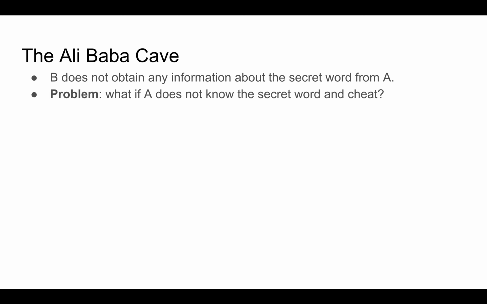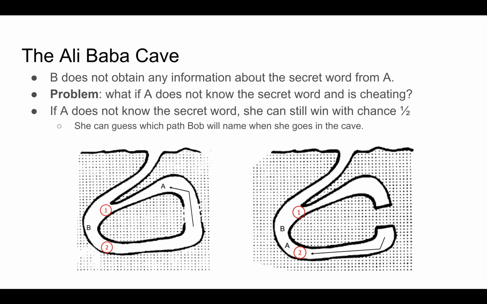However, there is another problem. If Alice does not know the secret word, she has a chance to cheat Bob. How? Since Alice does not know the secret word, she can first guess which path Bob will claim when she goes into the cave. Thus, she can convince Bob with probability 1 over 2, even if she doesn't know the secret word.